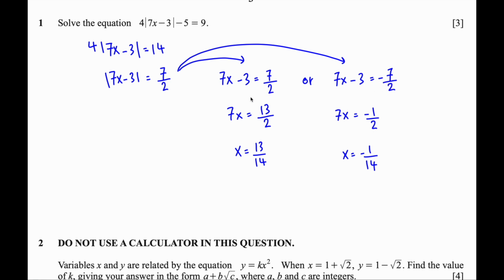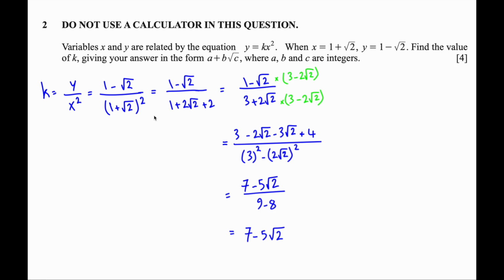And if you carry on with solving each of these equations, you're gonna get two distinct values, and the first one would be 13/14 and the other one would be -1/14. Question number 2. We are given a relation between x and y, and also we are given an initial value of both of the variables.